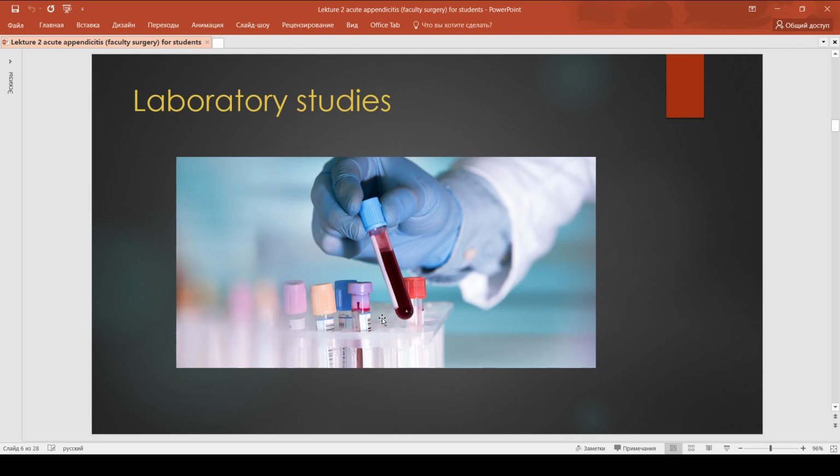Urinalysis is typically normal in appendicitis. Possible findings are mild pyuria and hematuria. Tests to rule out differential diagnosis: a urine or serum beta human chorionic gonadotropin test is performed in all women of reproductive age to rule out pregnancy, including ectopic pregnancy.